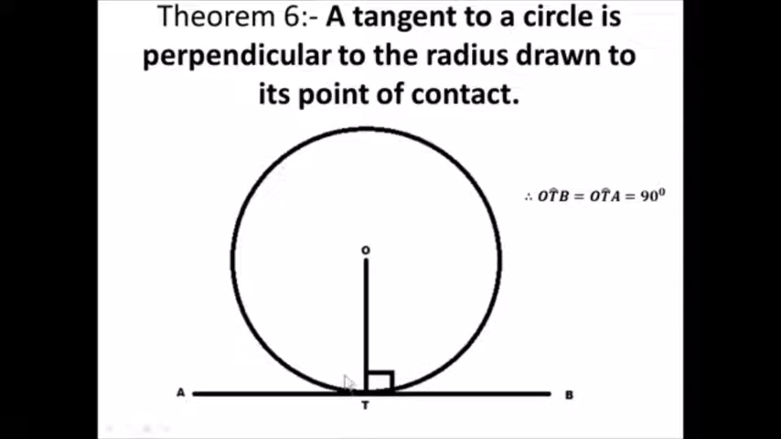Also, this angle here is also 90 degrees, as you can see. So, as you can see, OTB is equal to OTA. That is the angle here, so they are equal to 90 degrees. That's what the theorem is saying: anytime you have a tangent to a circle, and there is a radius drawn from the center of the circle that is perpendicular to that tangent, that means the angle between them is 90 degrees. That's what the theorem is talking about.